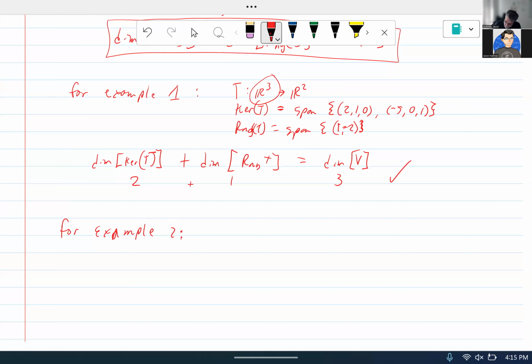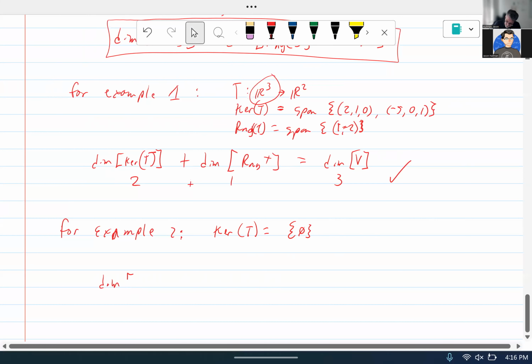For example 2, the kernel of T was equal to 0. That zero value that we got, that kind of null value. And so what's the dimension of the zero vector? It's just 0. There's nothing there. So the dimension of the kernel of T is 0.